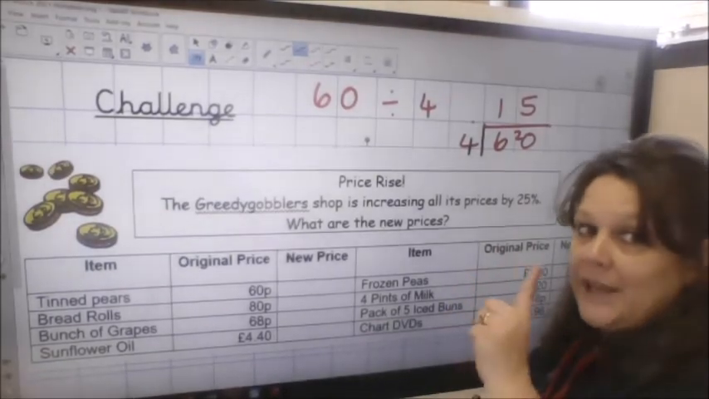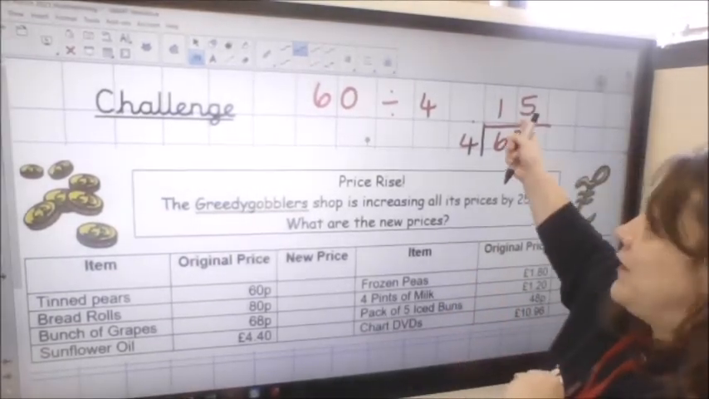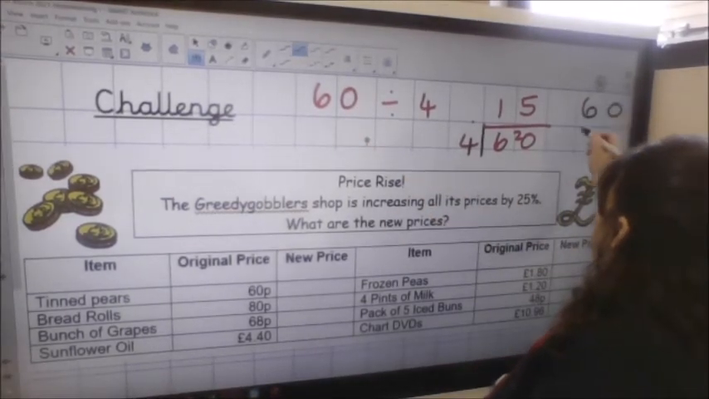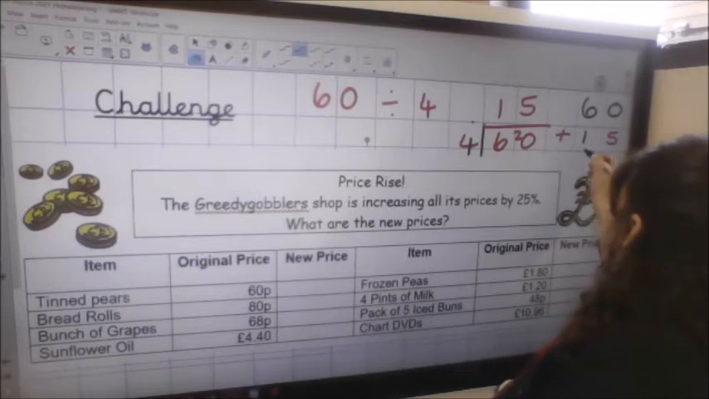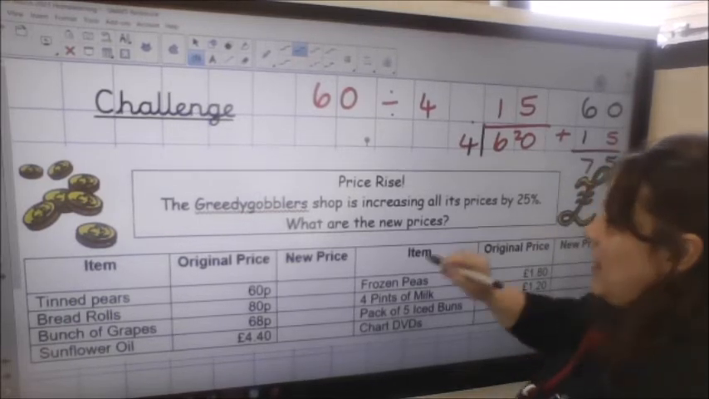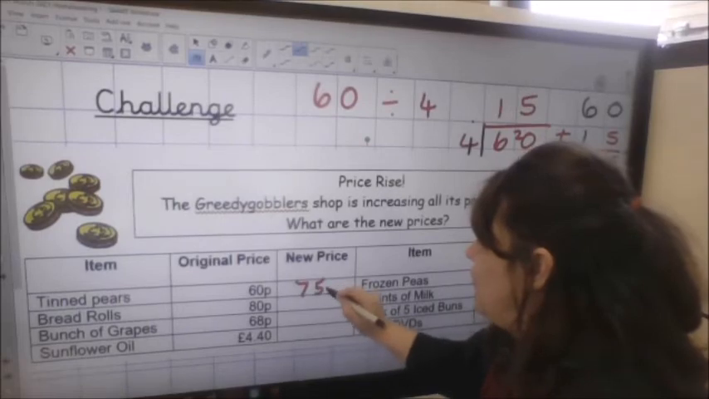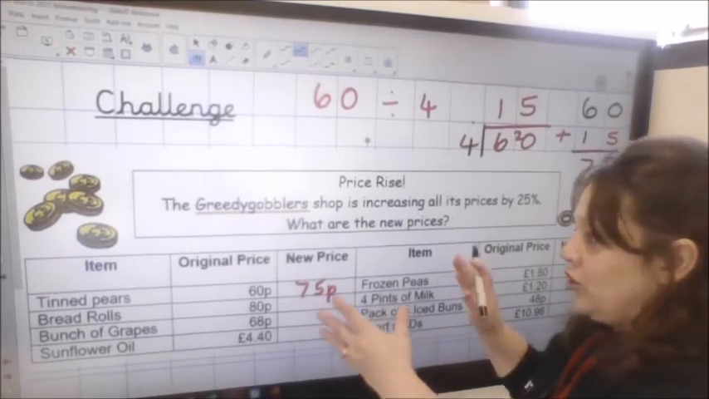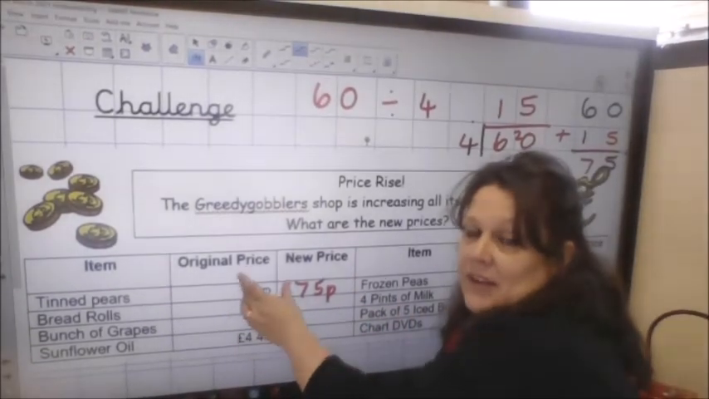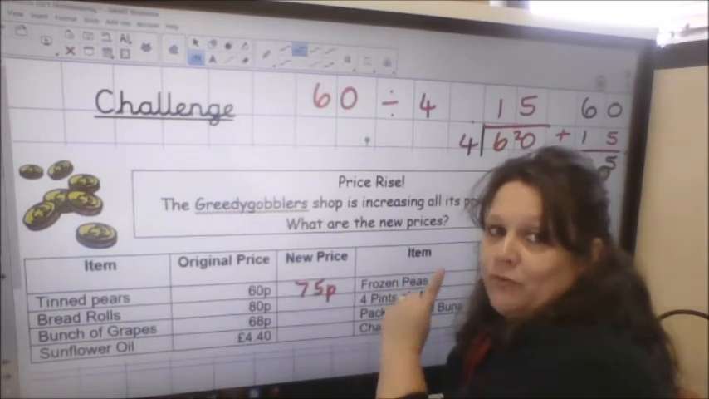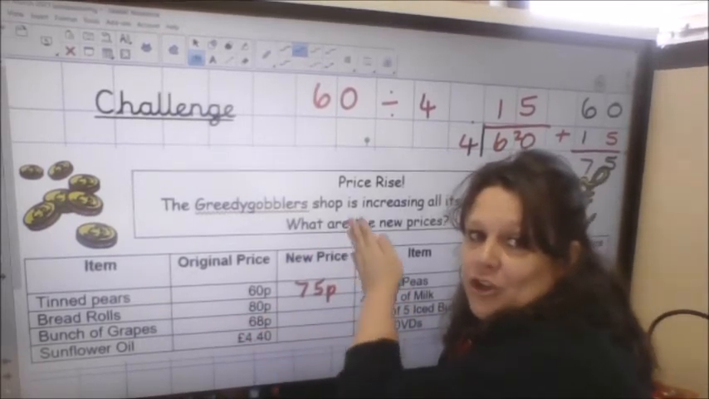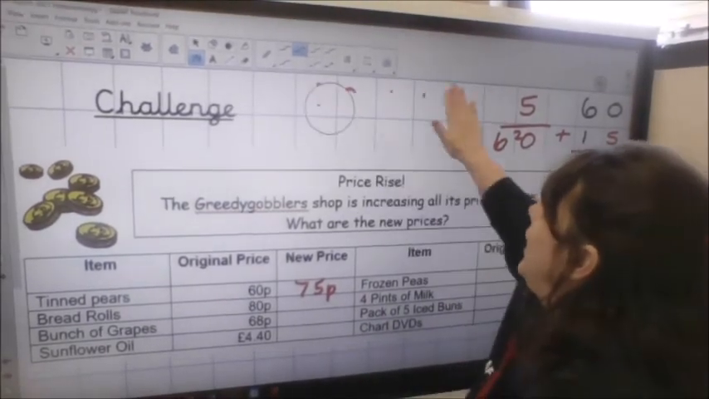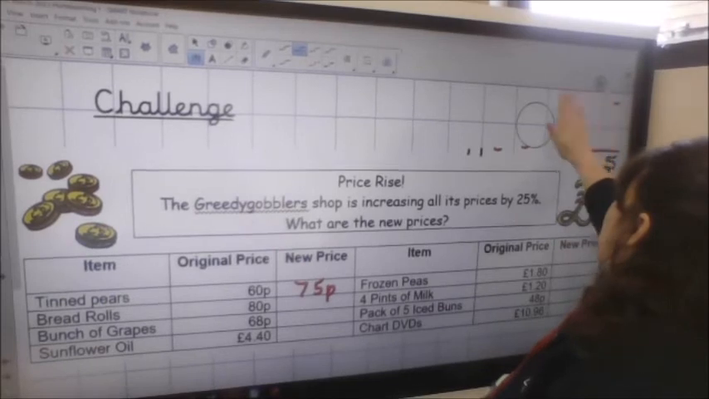So we've now got to add 15p onto the 60. So 60 plus 15 is 75. So the new price is 75p. Okay, so we've worked out what 25% of the price is, and then once you've done that, you add it to the original price to get the new price because they're increasing it. So let's do another one then.